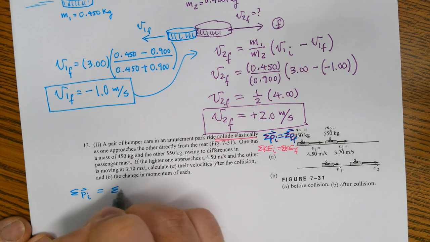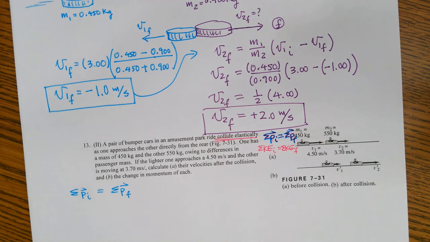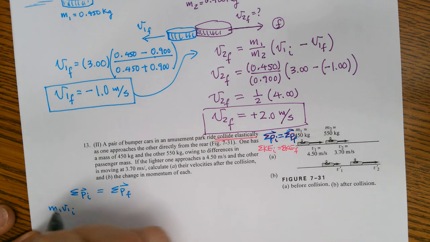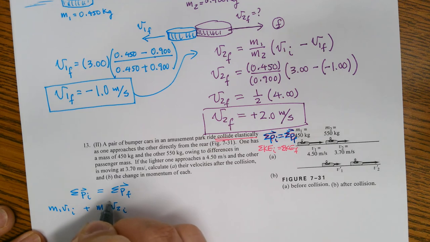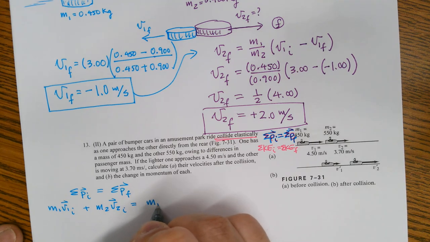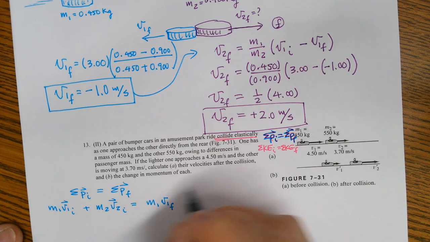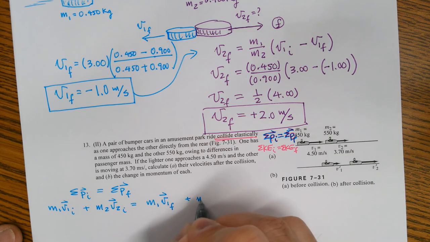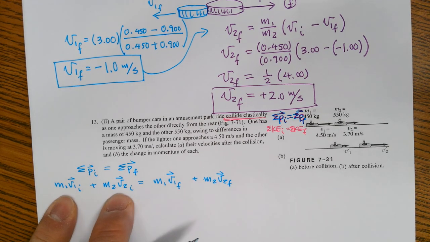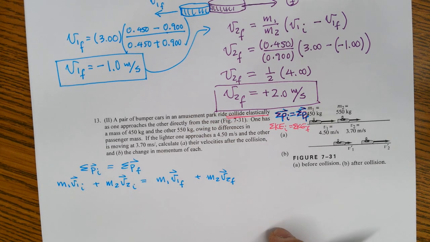So we'll start with the sum of all momentum initial is equal to the sum of all momentum final. Initially, I have M1 V1 initial plus M2 V2 initial must equal M1 V1 final plus M2 V2 final. Because they're both moving, none of them goes to zero.